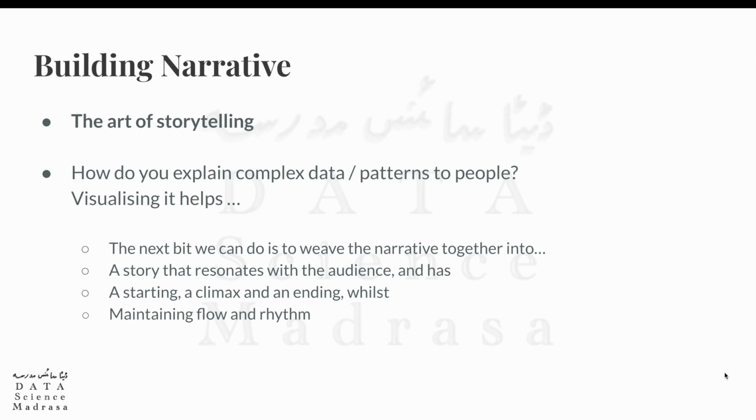So, building a narrative essentially depends on the art of storytelling. How do you explain complex data and complex patterns to people of different levels of understanding of data and business, lay audiences to expert audiences? Well, visualizing it helps, as we saw in section 3.2, data visualization.